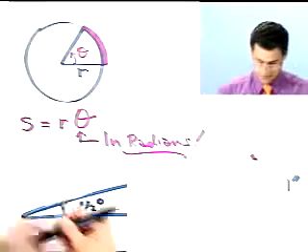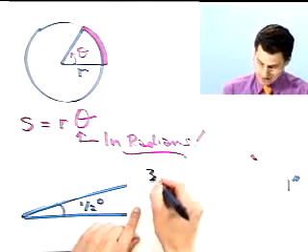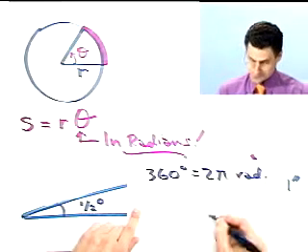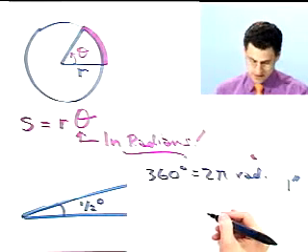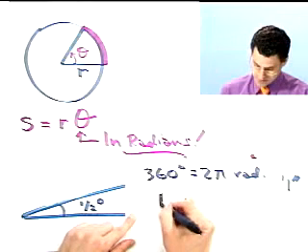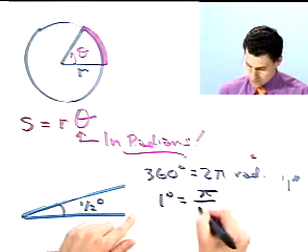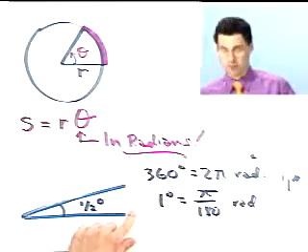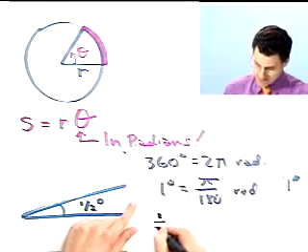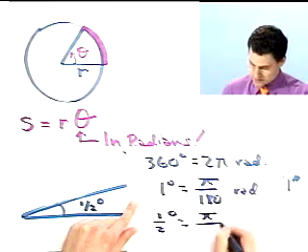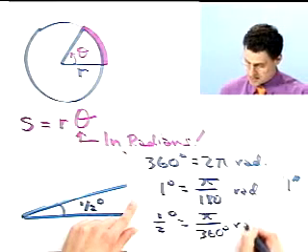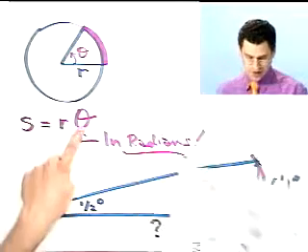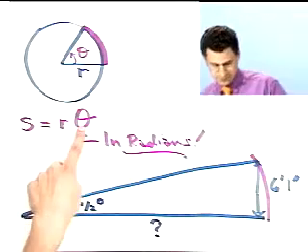I just start from ground zero and say, okay, well, 360 equals 2 pi radians. So that means that 1 degree equals pi over 180 radians. But I want 1/2 degree, so I multiply everything through by 1/2, and I see that 1/2 degree would equal pi over 360 radians. Aha! So the angle is really pi over 360 in radians. So we put in pi over 360 here.